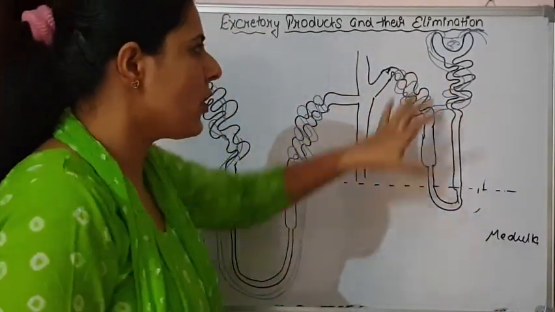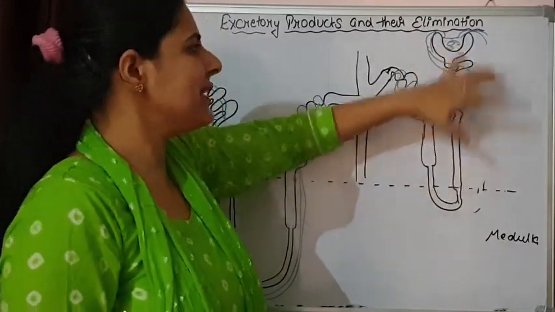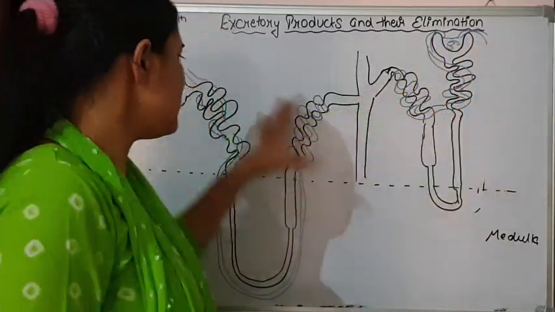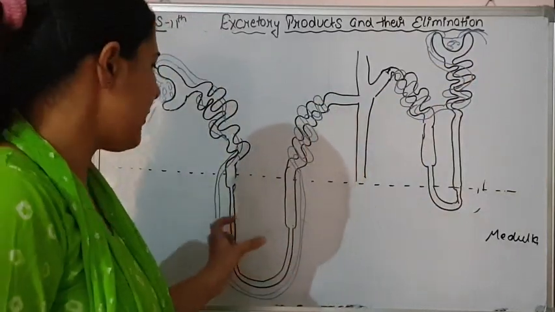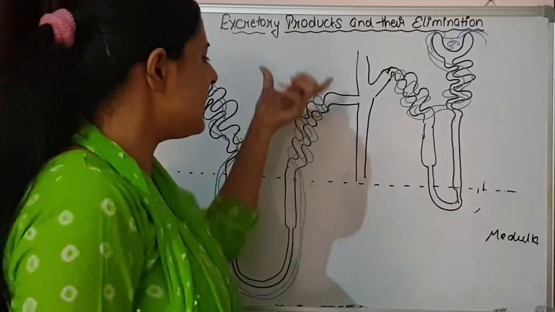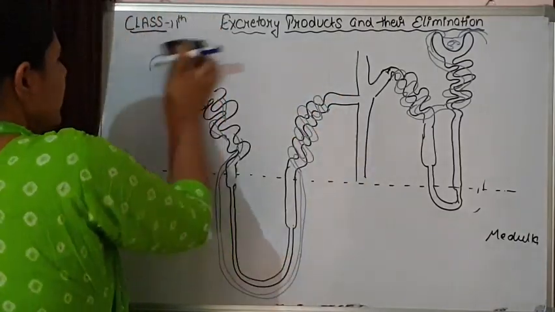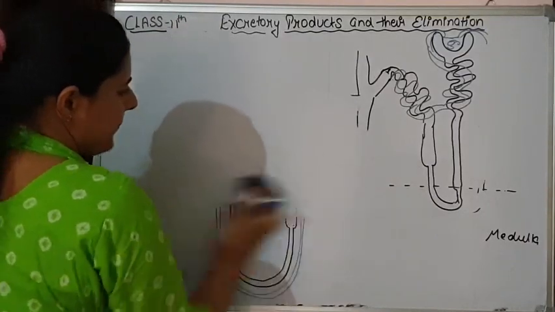So this is the cortical nephron, that is small, having a small loop of Henle, mostly lying in the cortex region, and this is the juxtamedullary nephron, that is long, having a long loop of Henle, and it is lying in cortex and medullary region both. This is the difference between them.